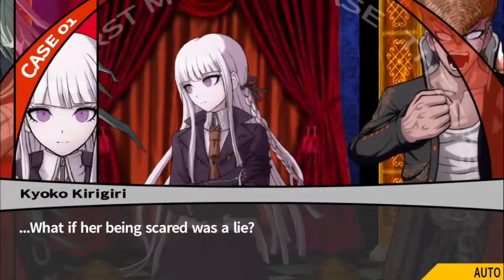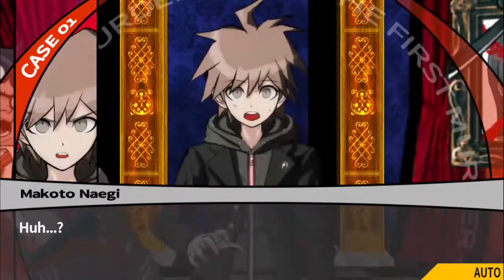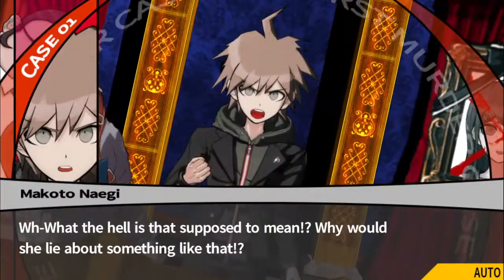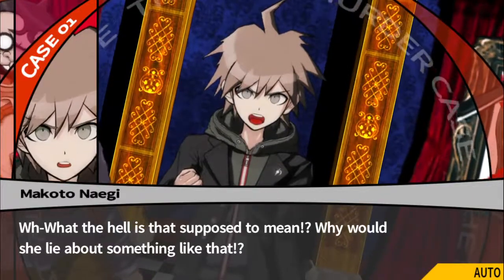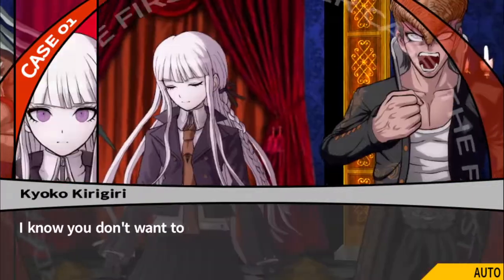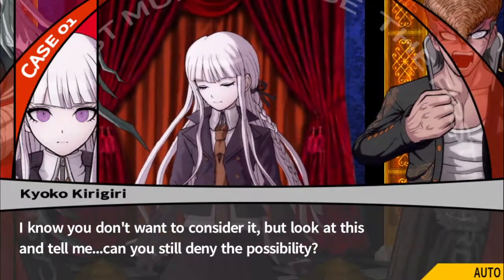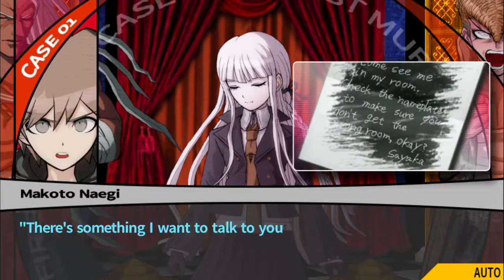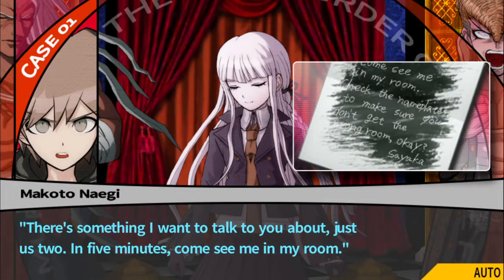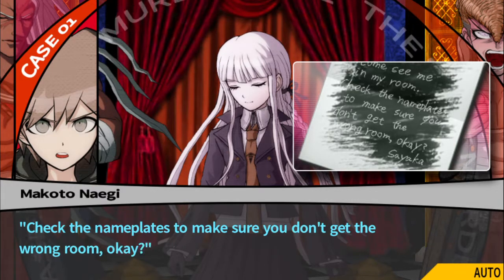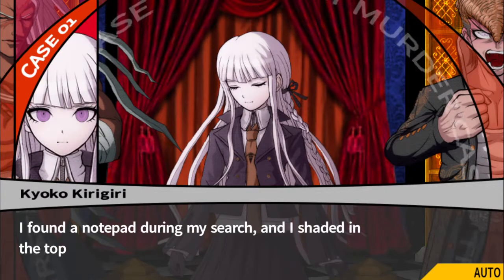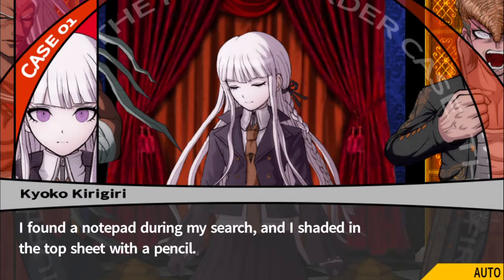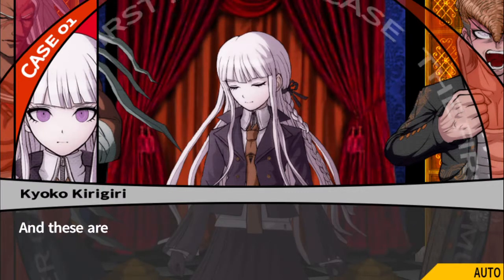What if her being scared was a lie? Huh? Well, what the hell is that supposed to mean? Why would she lie about something like that? I know you don't want to consider it, but look at this and tell me. Can you still deny the possibility? I found a notepad during my search, and I shaded in the top sheet with a pencil. And these are the words that appeared.